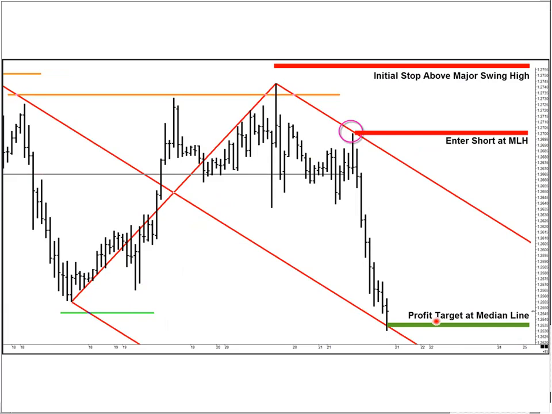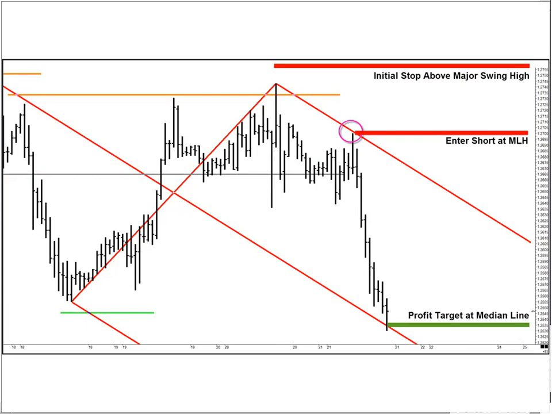The first thing Dr. Andrews would tell you in his living room: price goes to the median line 80% of the time. And by median line, he means whichever line it's headed for. Simple, plain statistics. As Shane would say, fact. We know there's sellers up here. We know where it's headed, right to the median line. And also, by the way, test the prior lows.